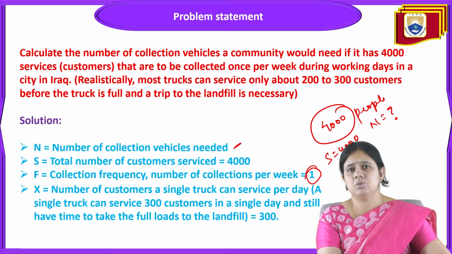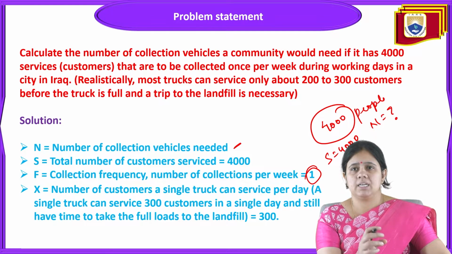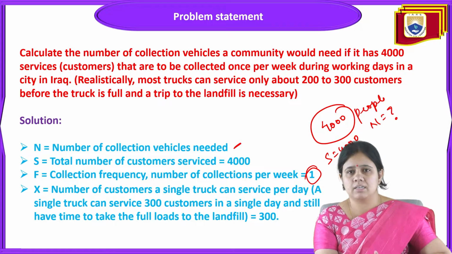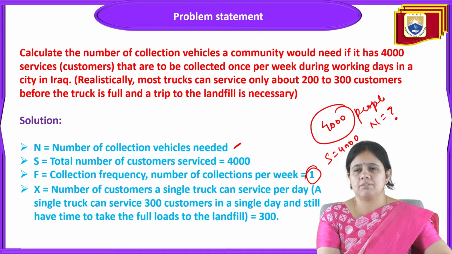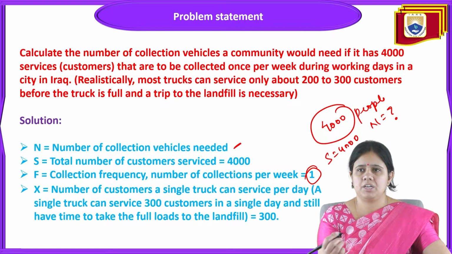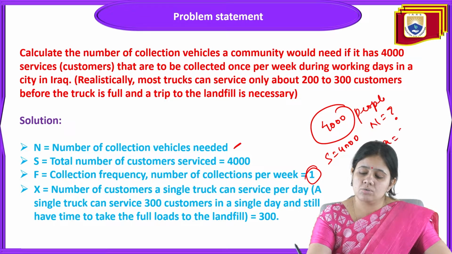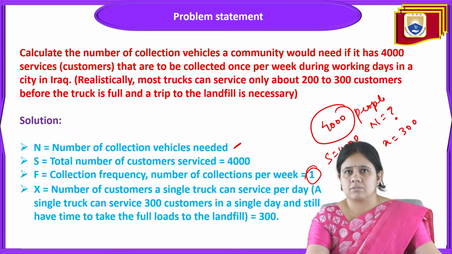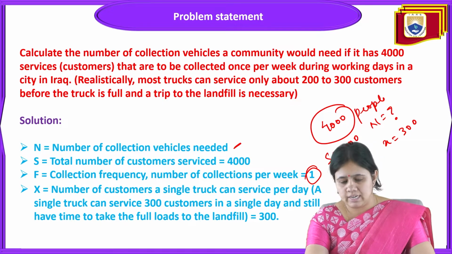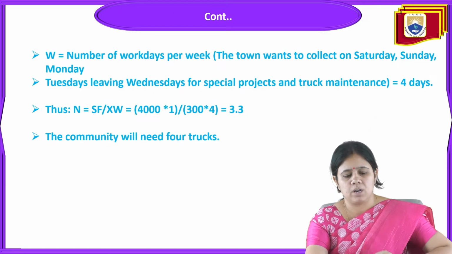So X is equal to the number of customers a single truck can service per day. A single truck can service 300 customers per day. This has been given in the question: X is equal to 300. Generally, one truck can serve 300 customers. So in a single trip, we'll calculate this by the formula.